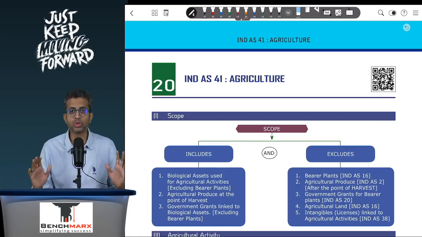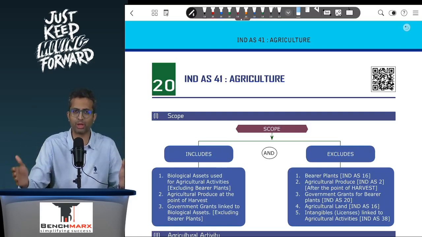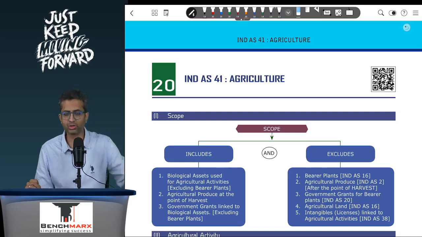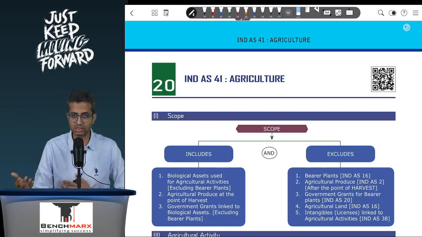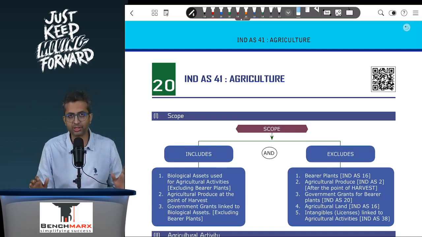Apart from that, clarificatory exclusions like agricultural land or assets used for agricultural activities which are not biological, for example tractors, are not covered by the standard. They will go under the respective Ind AS 16. Or even licenses for agricultural activities will go in the respective standard, that is for example Ind AS 38.